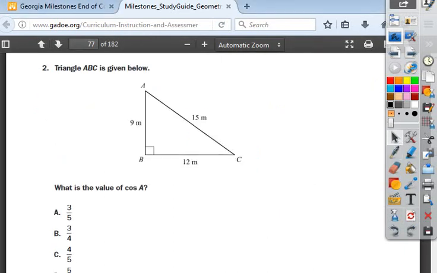So in this, what is cosine of A? If they give us something like this, we should be drooling over that. Cosine of A. 12, 15. Cosine is adjacent 9 over hypotenuse 15. Do you see 9 over 15 as a choice? No, so we type it in the calculator and simplify it. A.